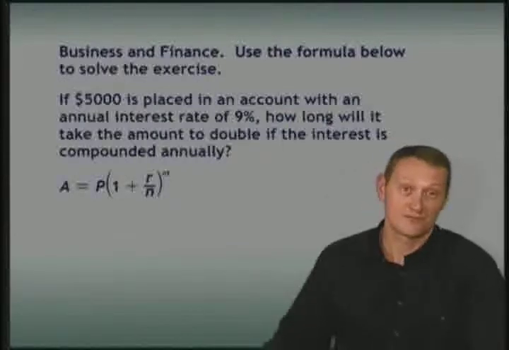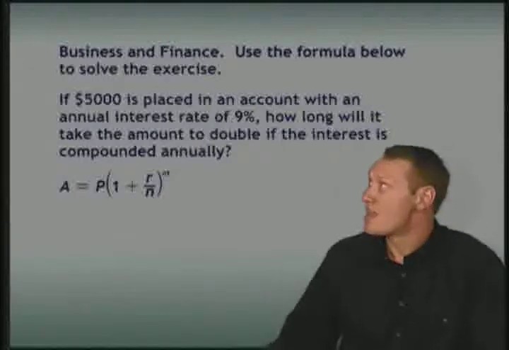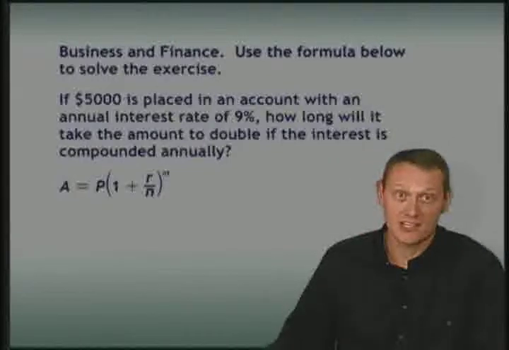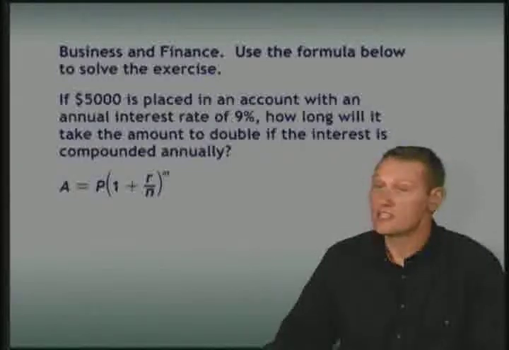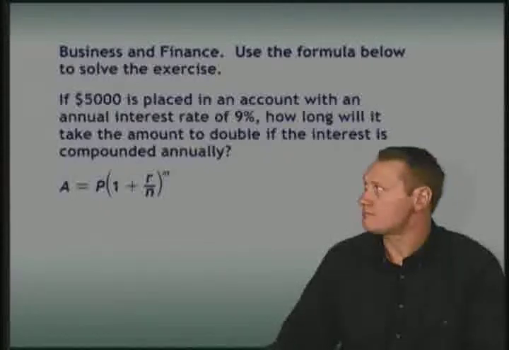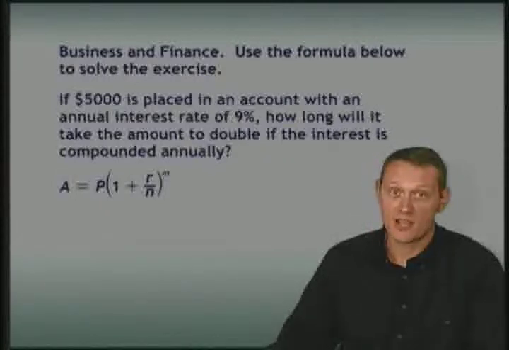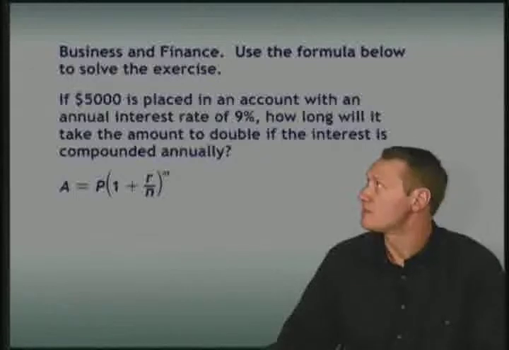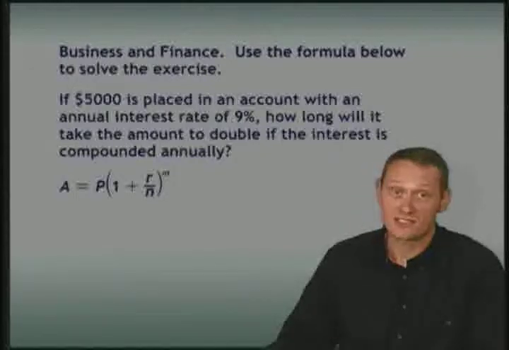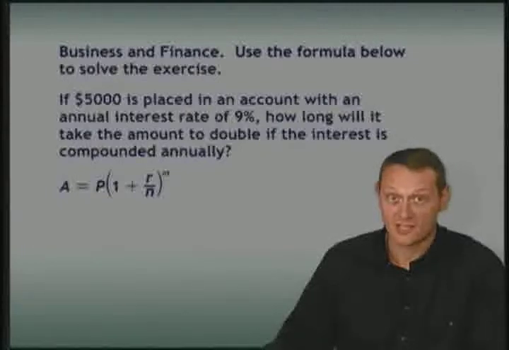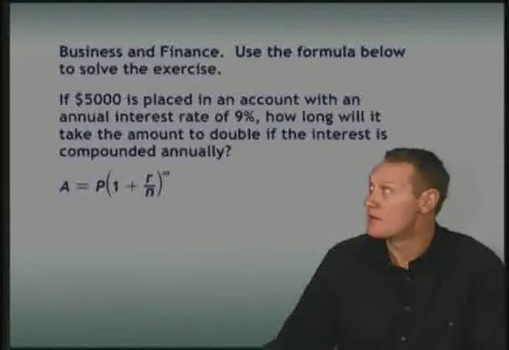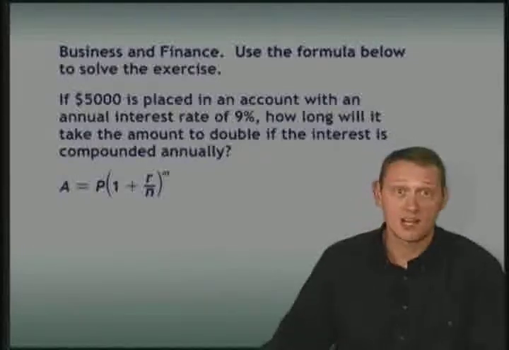Well, let's define what these variables mean. A is the amount after T years. P is the initial principal. R is your interest rate, written as a decimal. N is the number of times it's compounded per year, and it's compounded annually, so N will be 1. And T is the number of years.